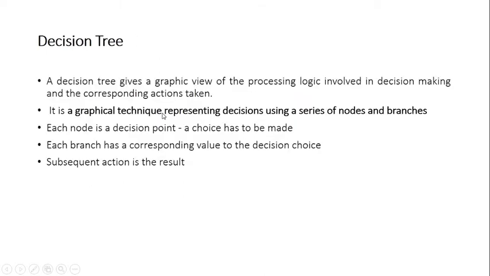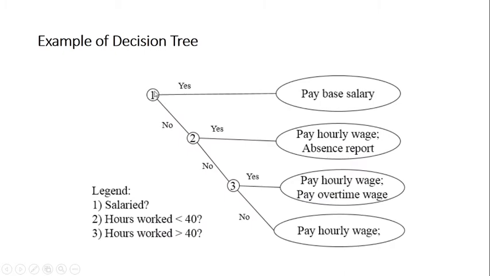So what does this node represent? We have seen the choice that has to be made, this decision point actually, right? So the first node is whether the person is salaried or not. If a person is salaried, that is yes. So the conditions are written here, yes and no. If the person is salaried, the outcome is this: the result is to pay the basic salary to that person. But if the person is not salaried, that is the no condition, right? So we'll check for the second condition here.